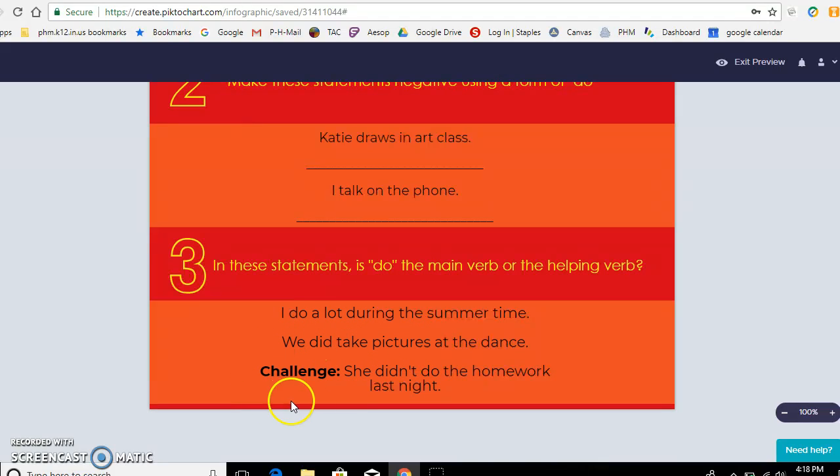And then I put a challenge down here because I have two forms of do, and maybe they would see that right away or maybe they wouldn't. But do here, this particular do, is the main verb because it's doing the homework, but didn't is the helping verb that makes it negative. So that would kind of be a challenge for the class to look at there, that there's a helping verb and a main verb do in the same sentence.